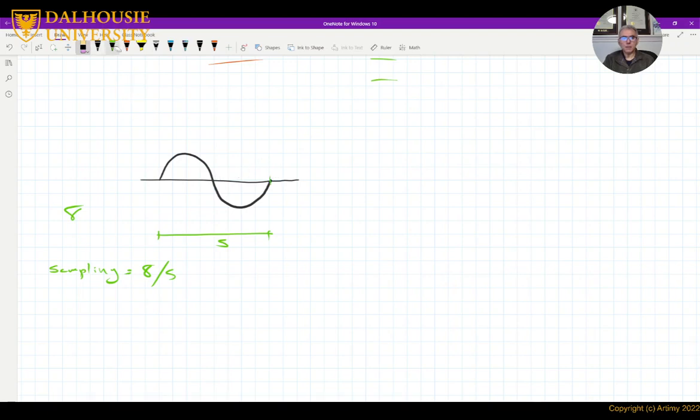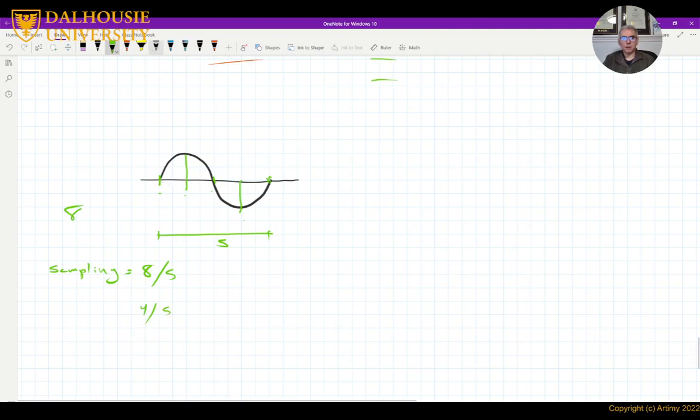So now I'm sampling it at the beginning and every other line. So I'm sampling it here 1, 2, 3, 4 times. This one corresponds to the next cycle. So I'm sampling it at 4 times per second.